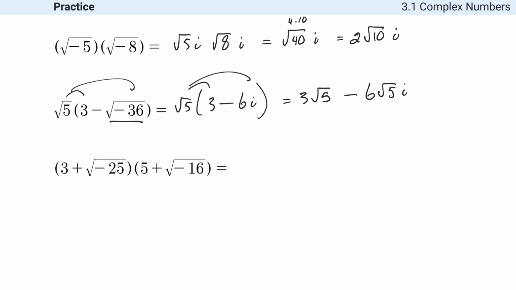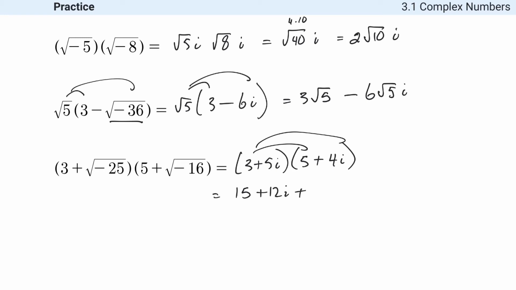Okay, good. Next one, it's a FOIL kind of thing. But let's first convert it to the i form. So it'll be 3 plus 5i, and then 5 plus 4i. Now I can use the FOIL method. So 3 times 5 would be 15. 3 times 4i would be plus 12i, plus 25i, plus 20i squared.